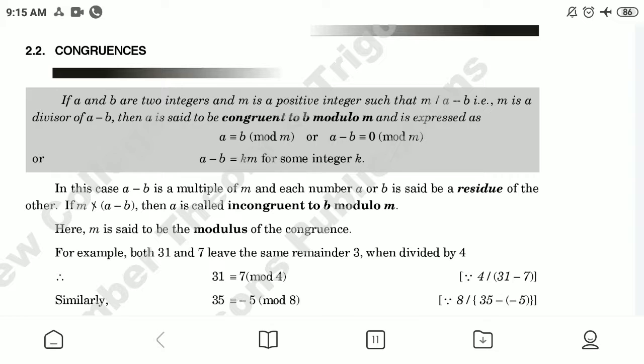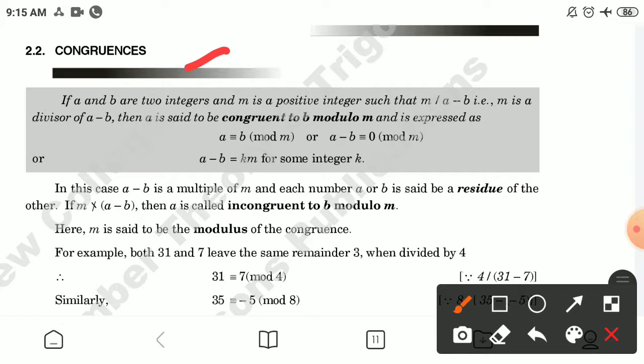Now, the next definition, for congruences. If a and b are two integers and m is a positive integer such that m divides a minus b, that is, m is a divisor of a minus b, then a is said to be congruent to b modulo m and is expressed as a is congruent to b mod m, or a minus b is congruent to 0 mod m, or a minus b is equal to km for some integer k.